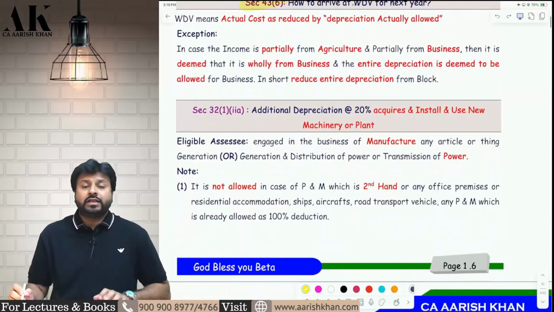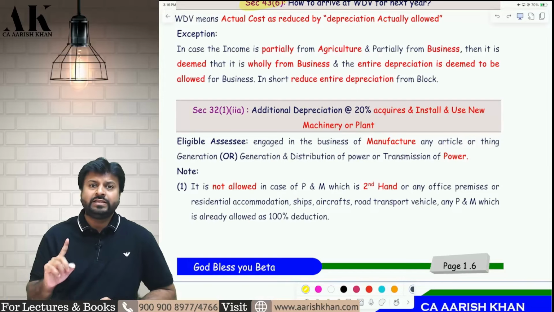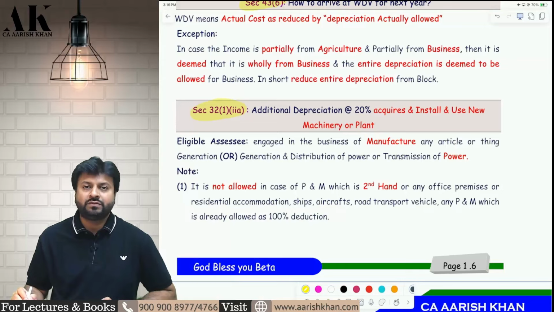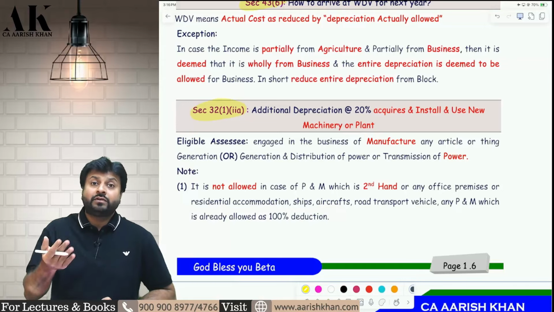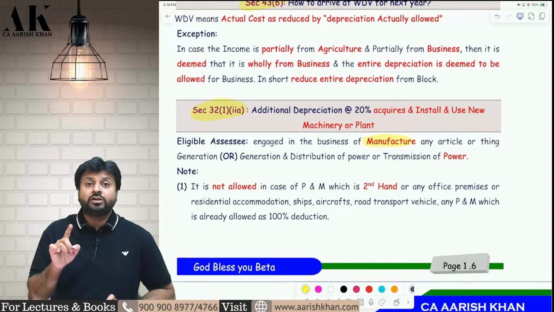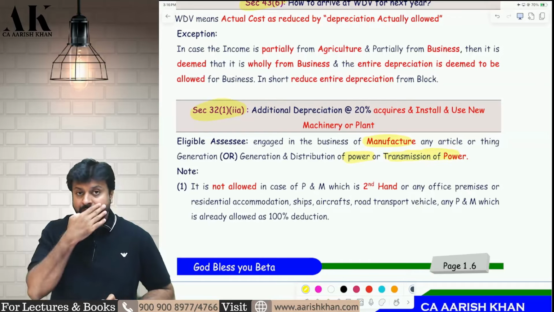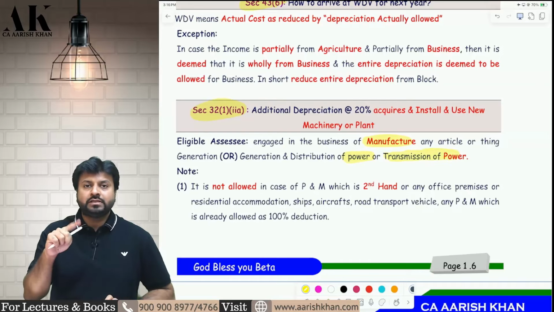Now let's move on to the next depreciation, which is very important. In a lot of places it will come as an adjustment in your question number 1 in the exam, and that is the additional depreciation under section 32 subsection 1 clause 2a. Now who is eligible for this depreciation? This depreciation is eligible if you are engaged in manufacturing of any article or thing, or if you are engaged in generation or distribution or transmission of power. If you are engaged in these two businesses, you are eligible for the deduction under additional depreciation.